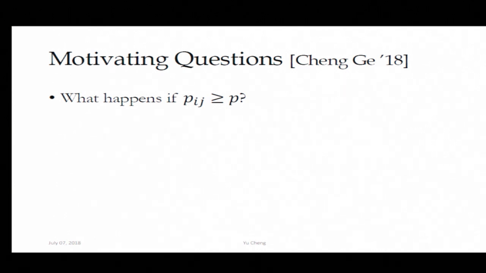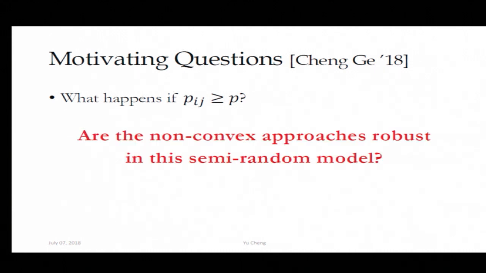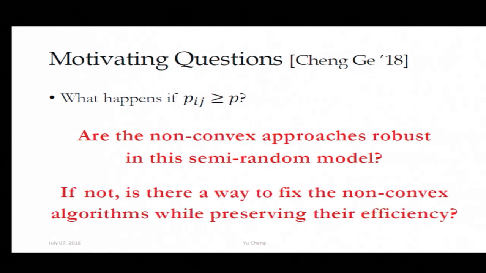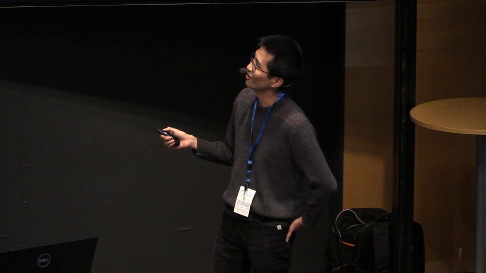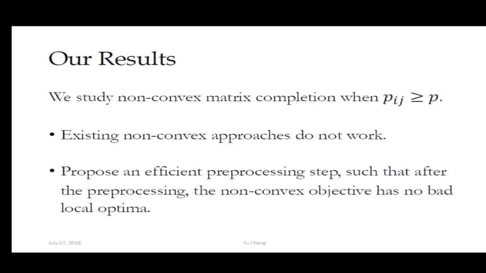Intuitively, this only helps you because you get more information. So we want to ask, do the existing non-convex algorithms work? And, spoiler alert, if not, can you fix them? So basically, we answer these two questions. The answer is no and yes. It's a summary of our results. We show that no, they do not work. And we give you a very efficient pre-processing step, such that after this step, you can run gradient descent.